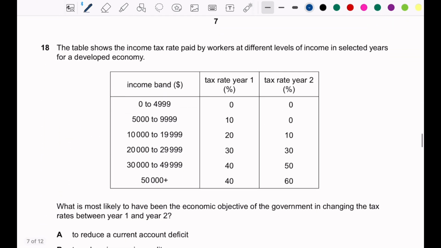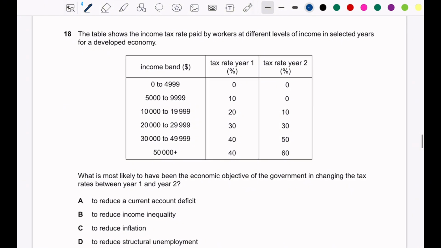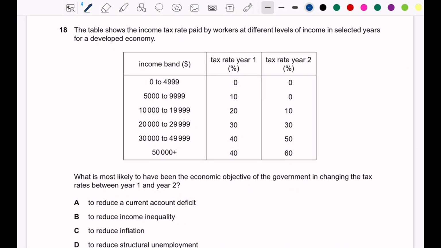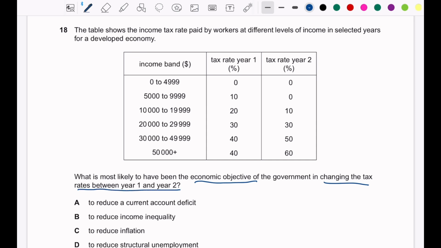18. The table shows the income tax rate paid by workers at different levels of income in selected years for a developed economy. What is most likely to have been the economic objective of the government in changing the tax rates between year 1 to year 2? We can see the trend where income band at 30,000 to 50,000 and above, which is the higher income group earners, they pay a higher tax rate in second year. So from 40 to 50, 40 to 60.